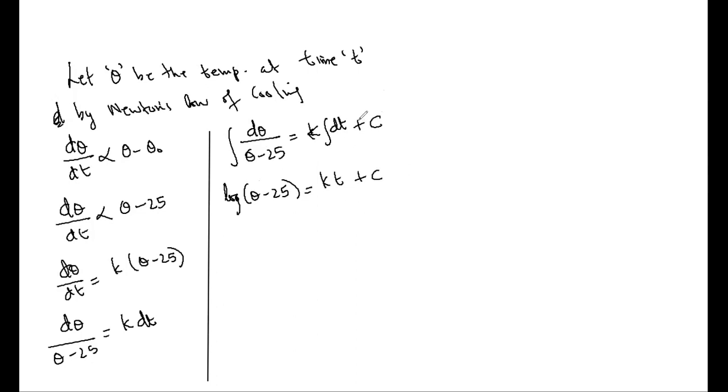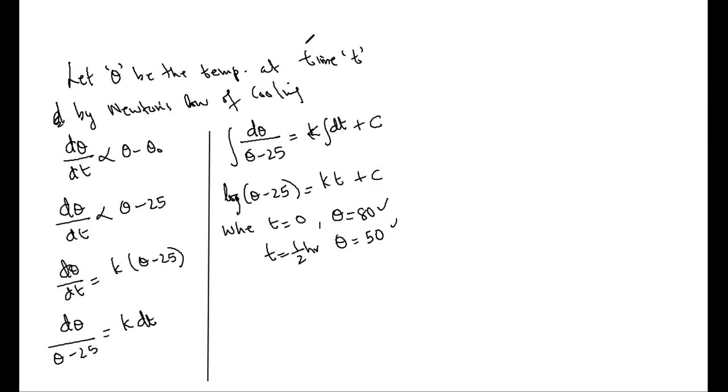Now we need to find two unknowns, k and c. For that they have given us, when time is 0, theta is 80. And when t is half an hour, theta is 50. Use these two conditions and get k's value and c's value.